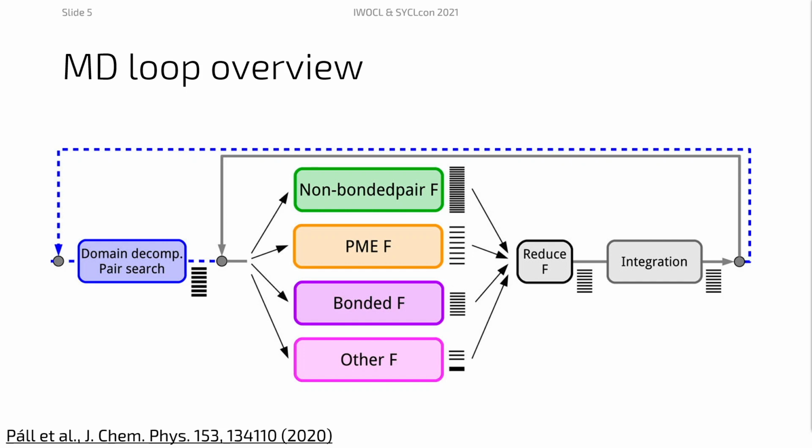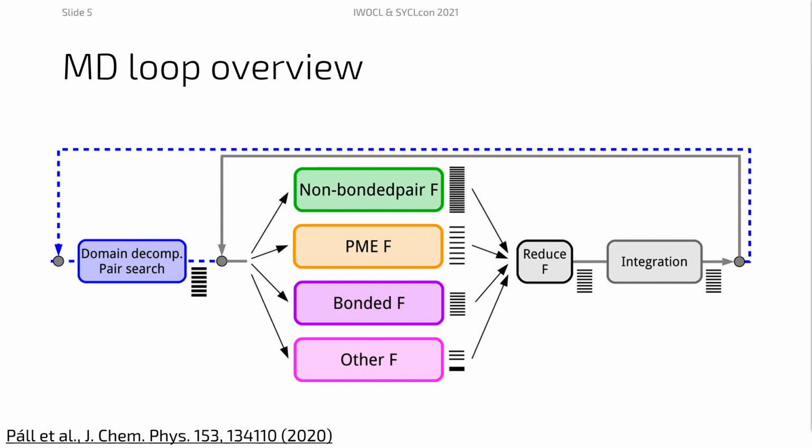The core of the loop is the force calculation. Given the particle positions, we compute forces between them. Different kinds of forces can be computed in parallel. Then we reduce the result to get the total force for each particle, and finally we integrate them, possibly with constraints, to get the new updated positions and the velocities of the particles.